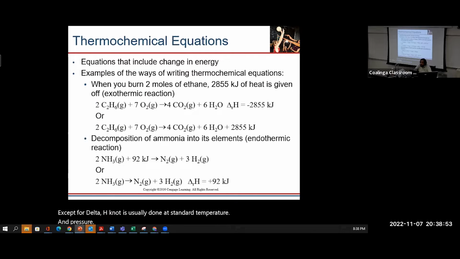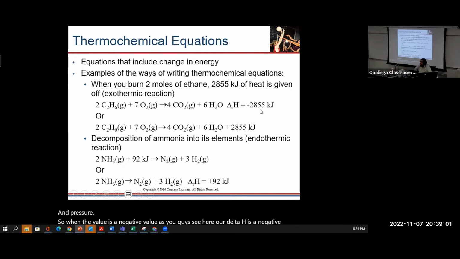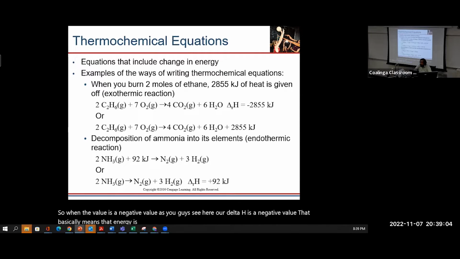Okay, so when the value is negative, as you see here, our delta H is a negative value, that basically means that energy is being released. It's exothermic. When the value is positive, as you see down here, that means it is endothermic. That means we're adding energy into the system. So if we take a look at the chemical equation, you can write it this way, where you just have delta H on the side, and you use that negative to mean it being released. Or you can write it within the equation itself. Both of them are used in chemistry.